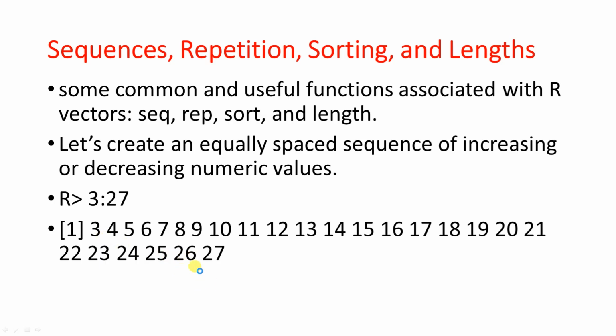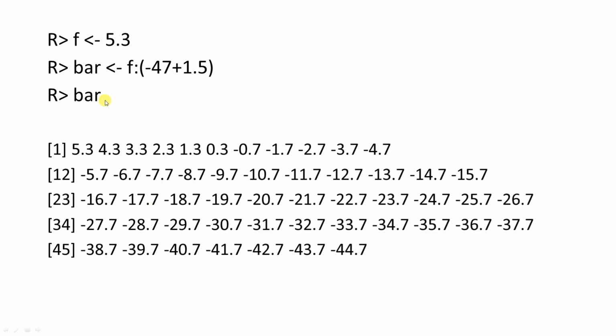We can also generate sequences of numbers in other ways. For example, f is an object that takes the initial value 5.3, and I create one more sequence object called bar is equal to f colon, where the value of f is 5.3, colon, then a mathematical expression, minus 47 plus 1.5, which is minus 45.5. It will generate the sequence of numbers starting from 5.3 down to minus 44.7. The last value, minus 45.5, is not included in the limit, so the last value here is minus 44.7. Like this it will generate the sequence of numbers in decreasing order. Again, the gap between two numbers is 1.